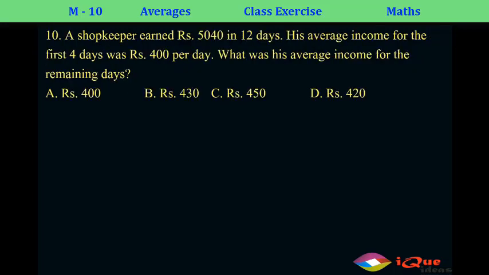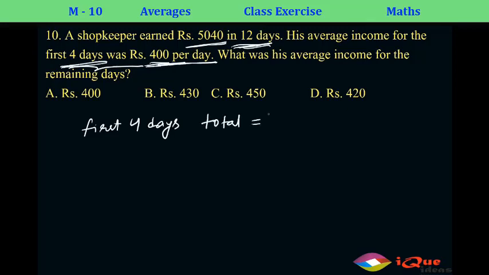Now this question says a shopkeeper earned rupees 5040 in 12 days. So his total earning is 5040 in 12 days. His average income for the first 4 days was 400. What is the average income for the remaining days? Right. So for 12 days he has earned 5040 and first 4 days his average was 400 per day. So for first 4 days total will be equal to 400 into 4, which is 1600.